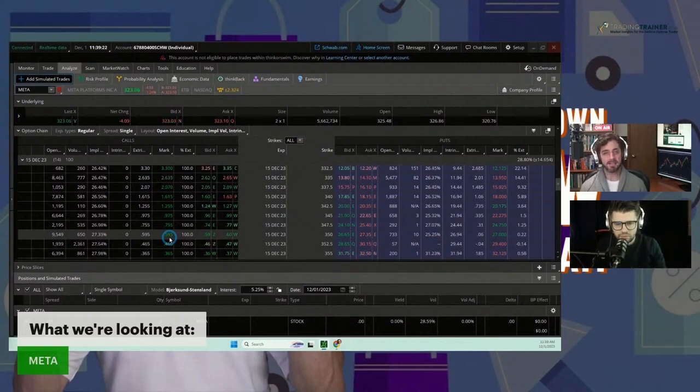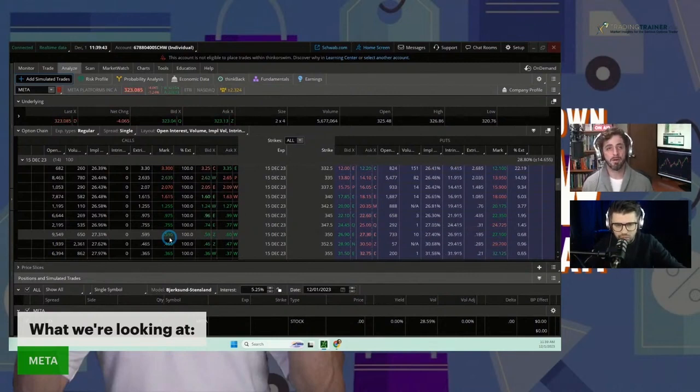And then as this thing goes through its life to December 15, so long as the price of Meta stays below 340, that'll shrink down so that at the end of the trade, you won't have to ever pay any of that dollar back. So you get the credit up front, and then you expect for it to expire worthless.